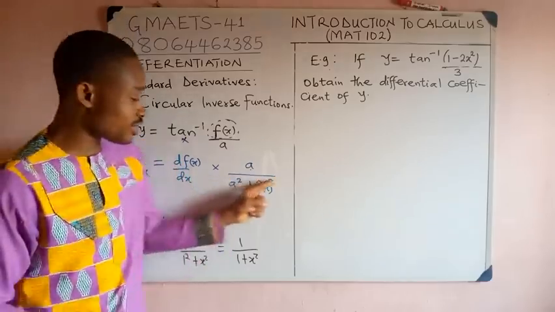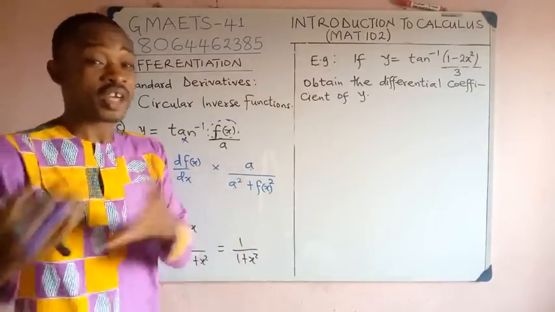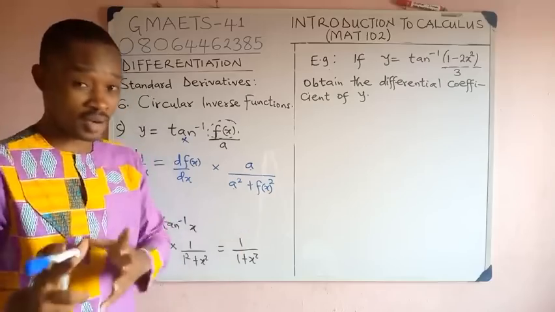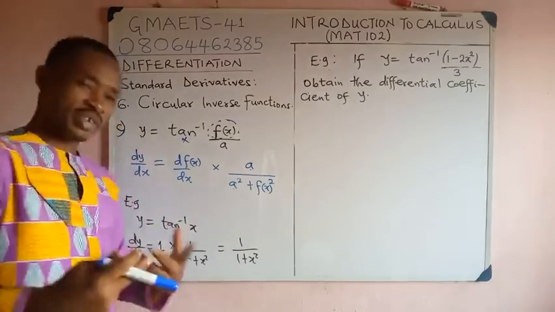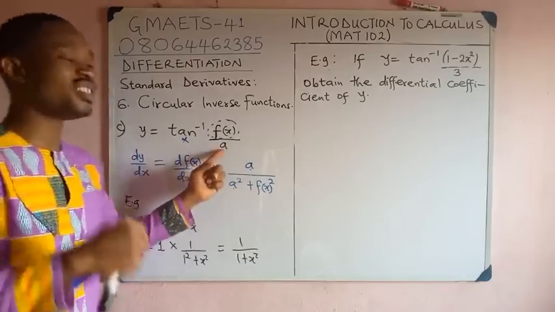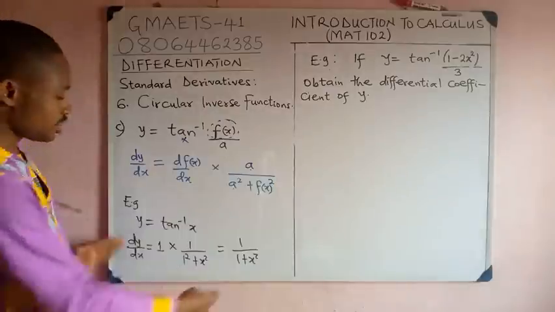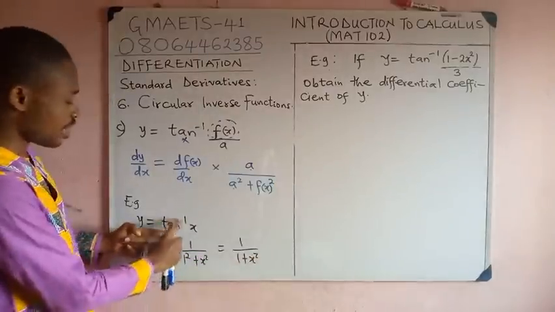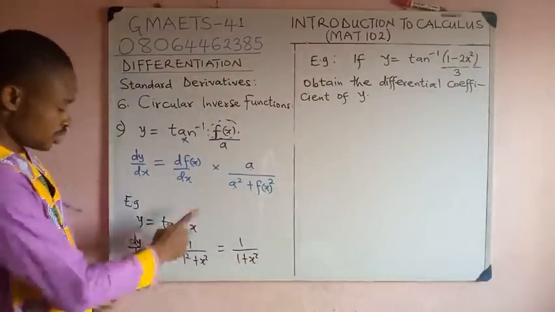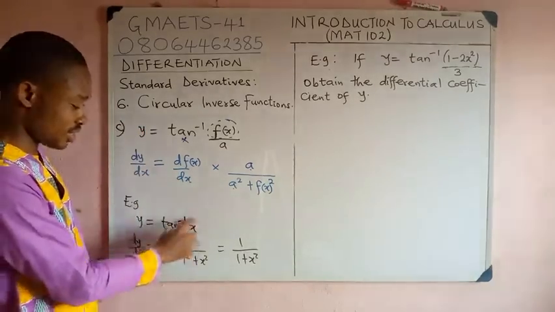Take note that in this case there is no square root in the denominator, so don't confuse it with that of sine inverse and cos inverse where you have square root in the denominator. Is that okay? Having said that, this is the standard of tan inverse. Remember, our a is the denominator constant of f of x. Just imagine this example, tan inverse of x. Did you notice that a here is an invisible 1 in this case? Our f of x is this x.